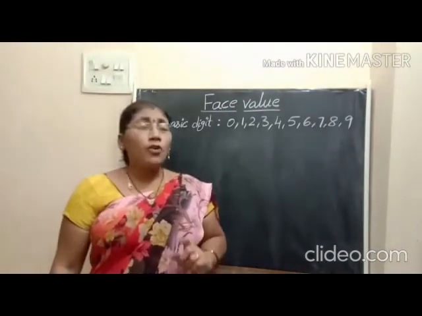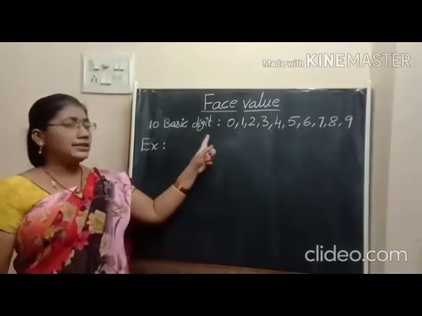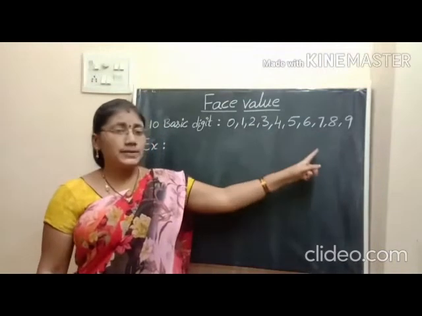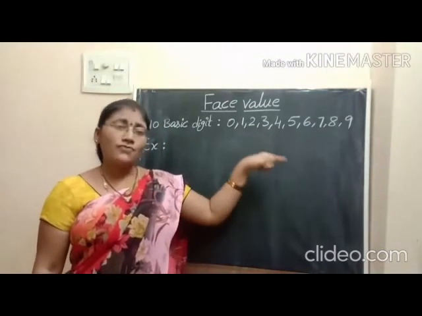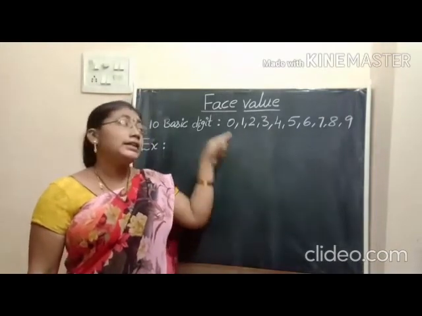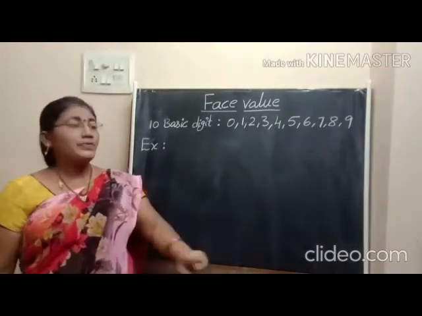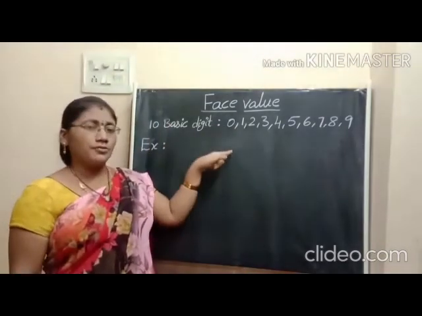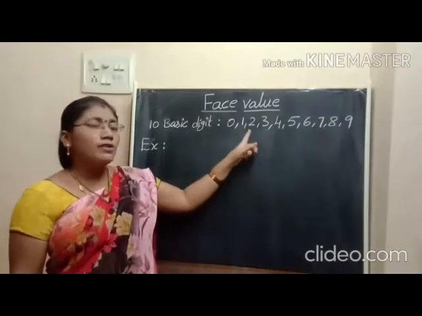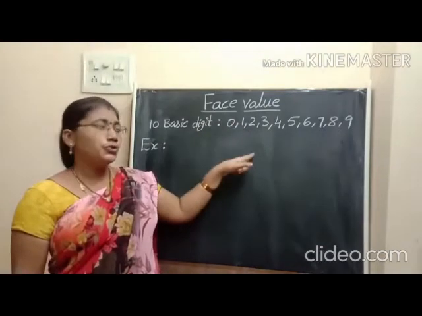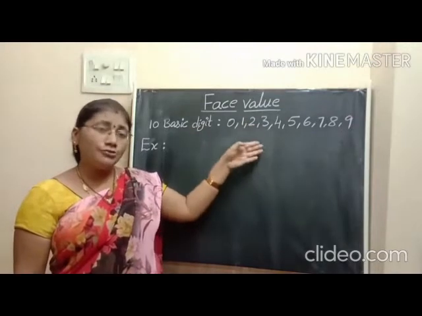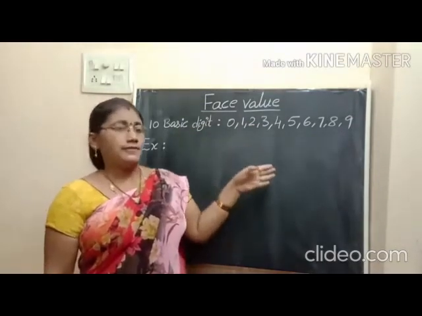Children, we already learned the 10 basic digits. Those are 0 to 9. In these digits, every digit has its value. That is the digit itself. That means 0 has the value of 0, and 1 has the value that is 1 only, and 2 has the value that is 2, 3 has the value that is 3. Every digit has its value that is the digit itself.